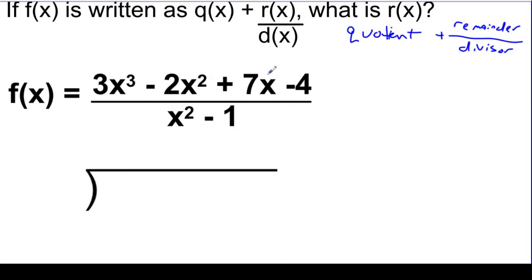So remember that the first number up top is what goes inside. Right, so I'm going to move the 3x cubed minus 2x squared plus 7x minus 4 on the inside, and then the x squared minus 1, what I'm dividing, that goes outside. All right, so let's take a look at how we do this problem now.